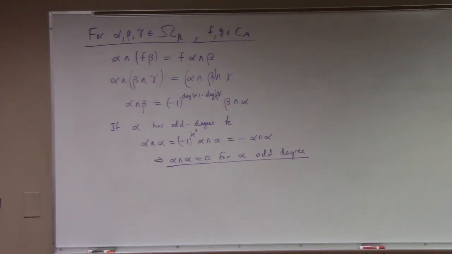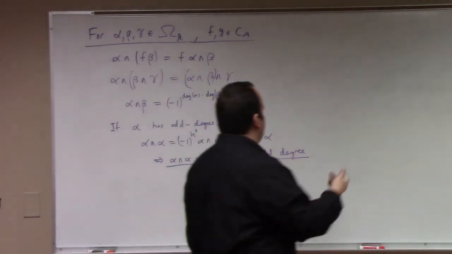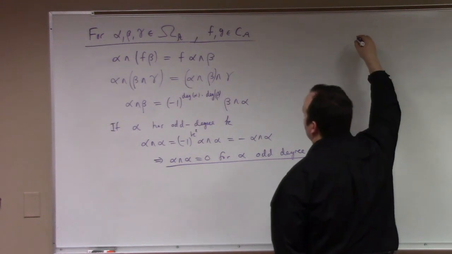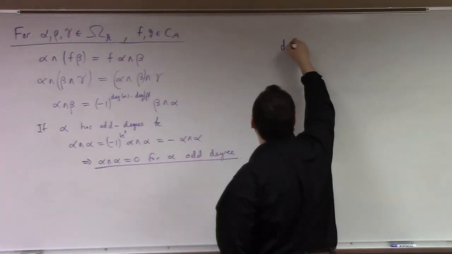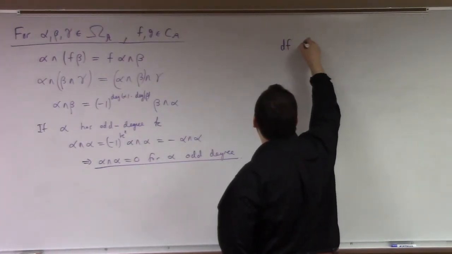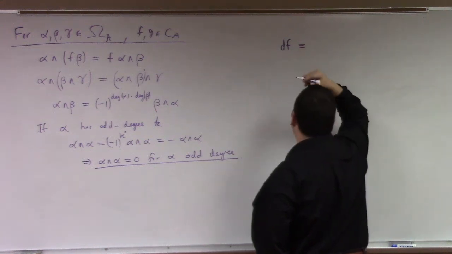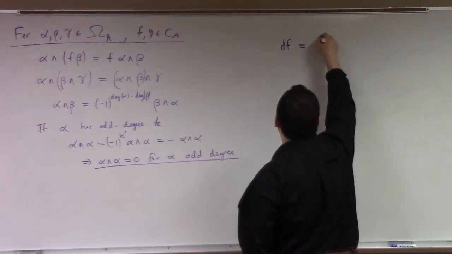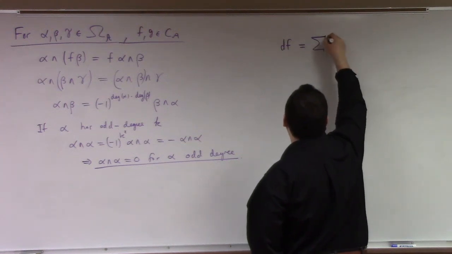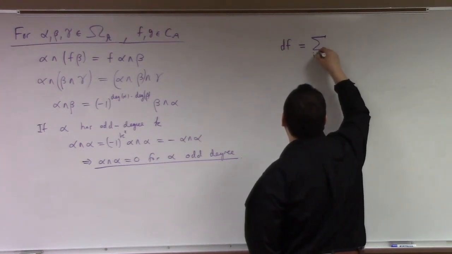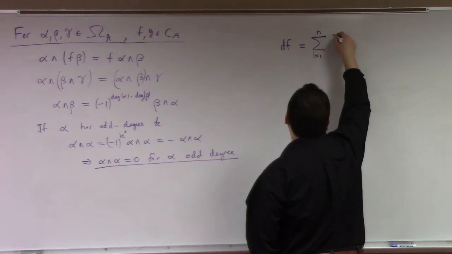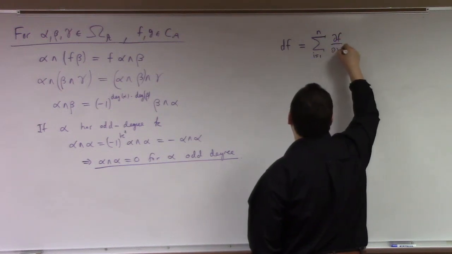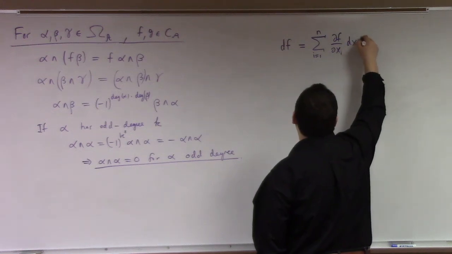Then you start thinking about exterior derivatives, right? That's where it might start to get interesting. What would df look like? I would assume it should be the sum, i equals 1 to n, partial f, partial x_i, dx_i, right?